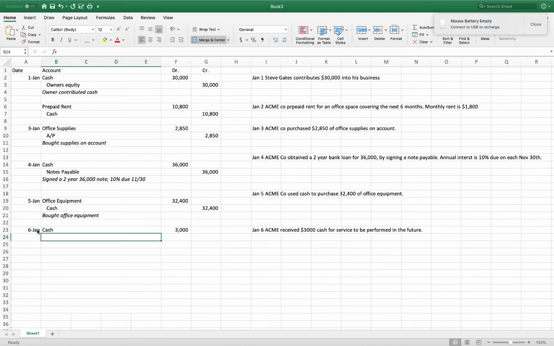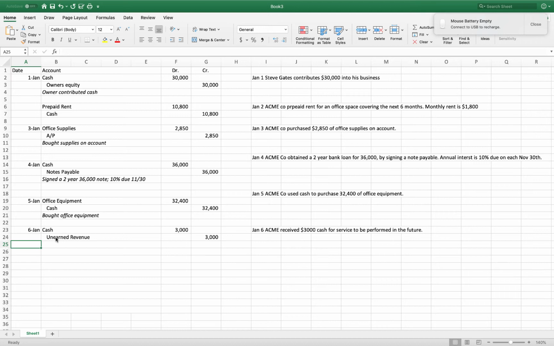Well, I know it's a liability. But which liability? Well, unearned revenue is a liability. I got paid for revenue that I have not yet earned because I did not provide that service or deliver anything. So I'm going to indent for my credit and I'm going to type in unearned revenue for $3,000. Okay?